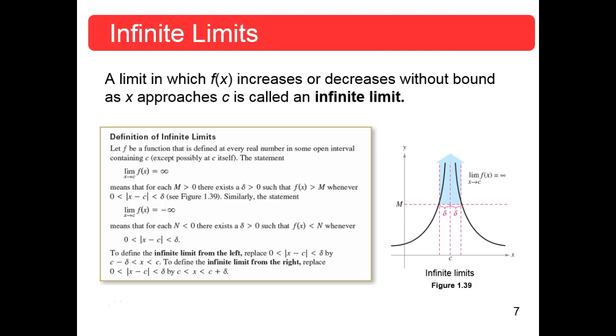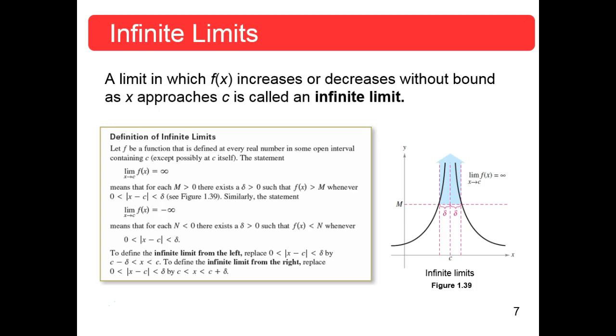That means that for every value M greater than 0, there exists some value delta greater than 0, such that f of x is greater than M whenever x minus c is within that delta. Delta is how close x is to c, okay? M is some value up here. No matter how big you get, you can always find a delta that's going to make it even bigger. In other words, the limit doesn't exist.